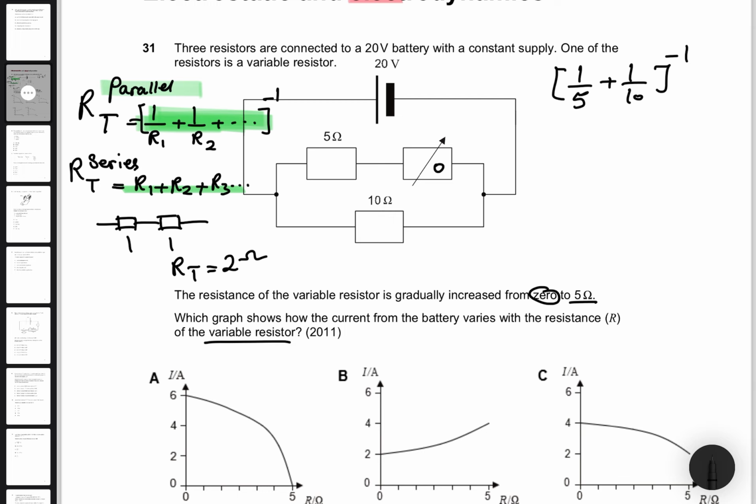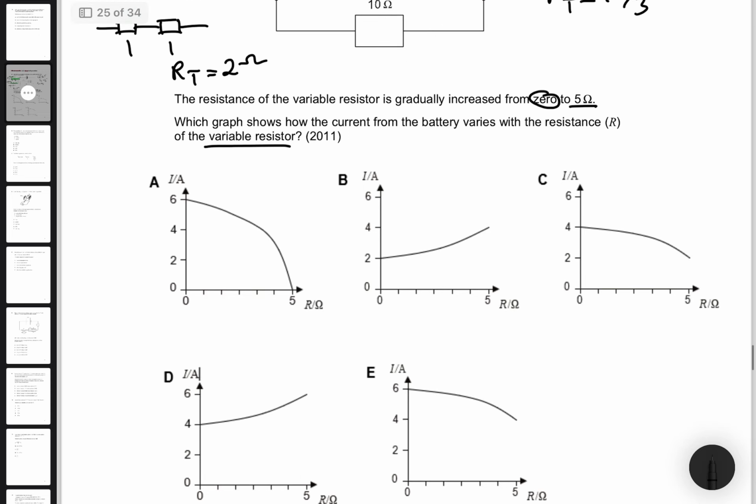In order to add these two, we can't use a calculator, so we either do mental math or multiply this one by 2 and this one by 2 as well. So we get 2 over 10 plus 1 over 10, and that's 3 over 10. If we flip the answer, because of the negative power, we're left with 10 over 3. So that's the initial total resistance.